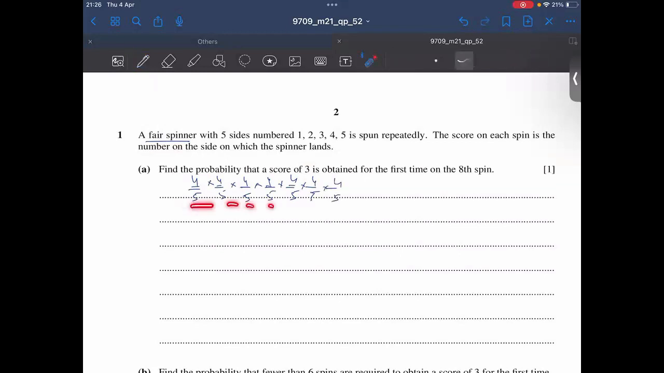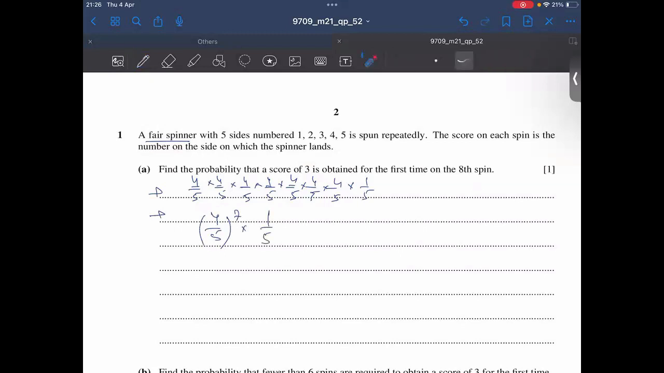So in the first 7 spins we have not obtained 3. So the probability of not obtaining 3 in the first 7 spins is going to be 4 upon 5, and in the 8th spin it's going to be then 1 over 5. So you can write it down as 4 over 5 to the power of 7 into 1 over 5.